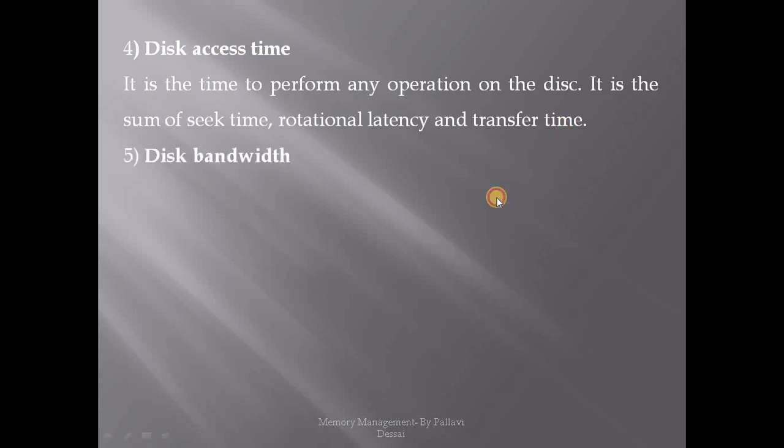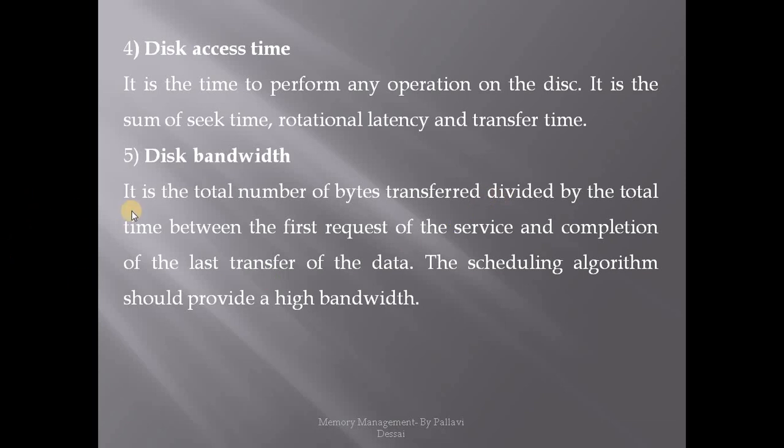Next, fifth criteria, disk bandwidth. It is the total number of bytes transferred divided by the total time between the first request of the service and completion of the last transfer of the data. The scheduling algorithm should provide a high bandwidth. So the number of bytes transferred upon the time required from first request to the last request is known as the disk bandwidth. This should always be maximum.